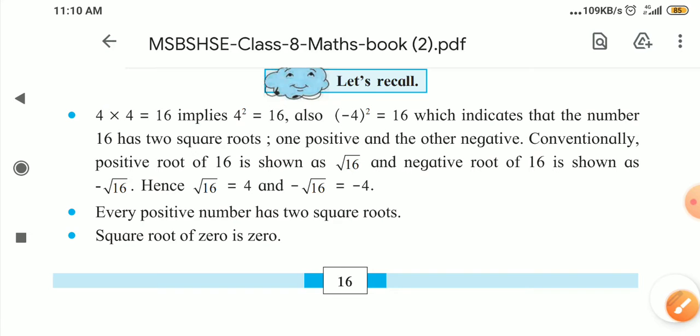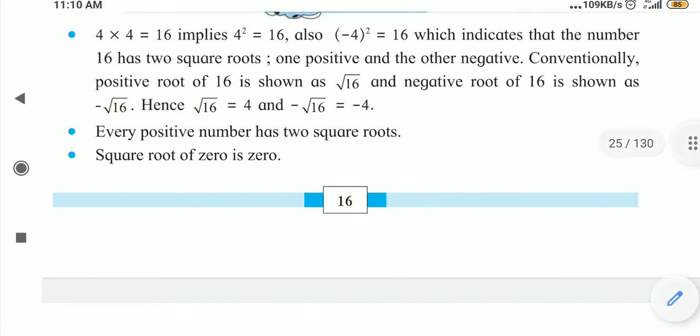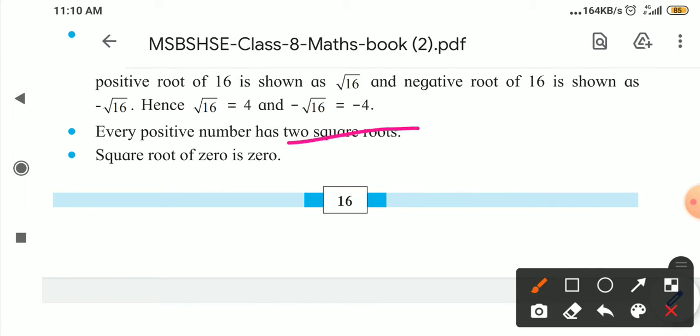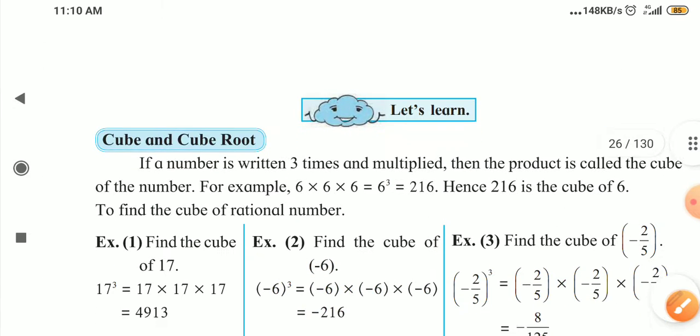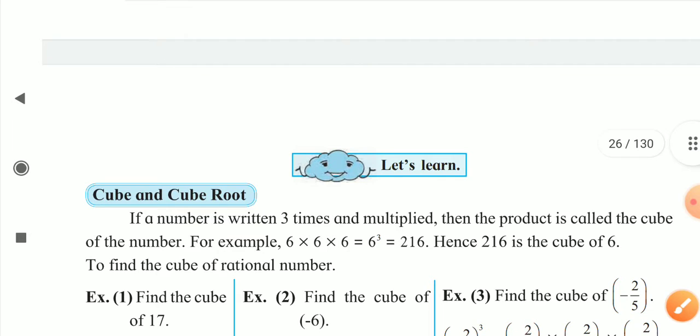Then the next point is every positive number has two square roots. One is positive and one is negative. Then the square root of 0 is 0. These are the 'Let's recall' questions.